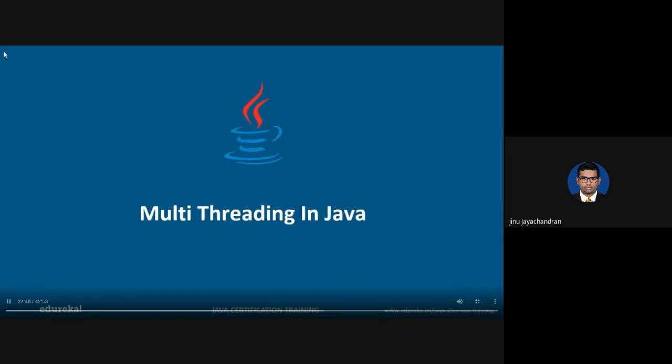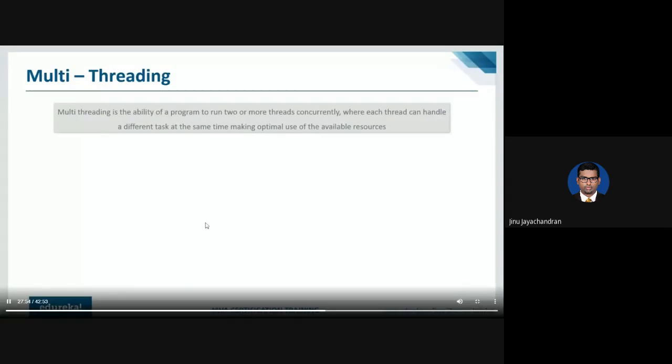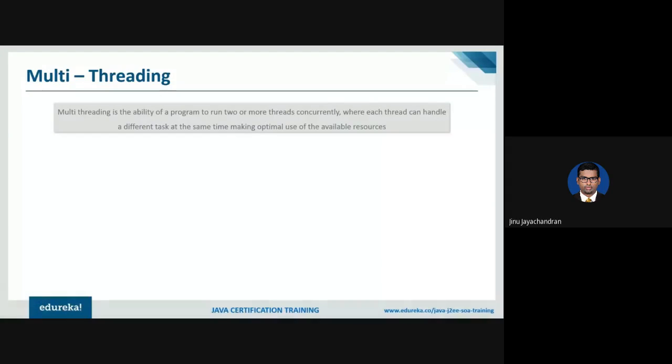Executed. So what is multi-threading? So guys, multi-threading is the ability of a program to execute more than one thread concurrently, where each thread is handling a different task at the same time, right? So that the available resources can be utilized in the most optimal manner.